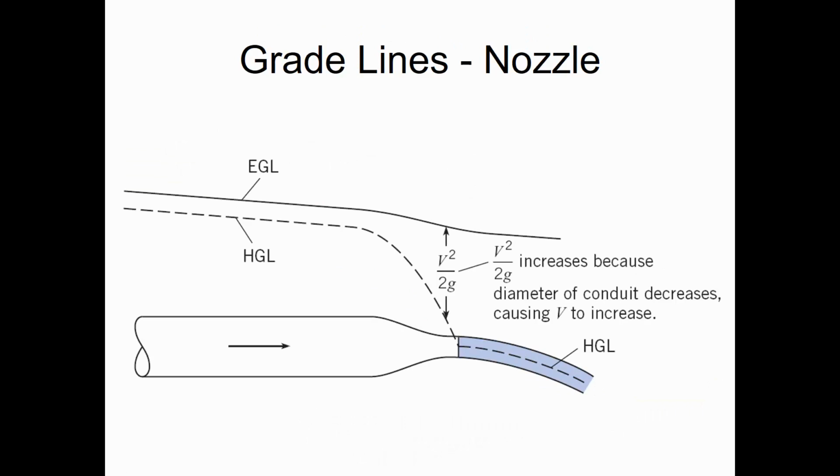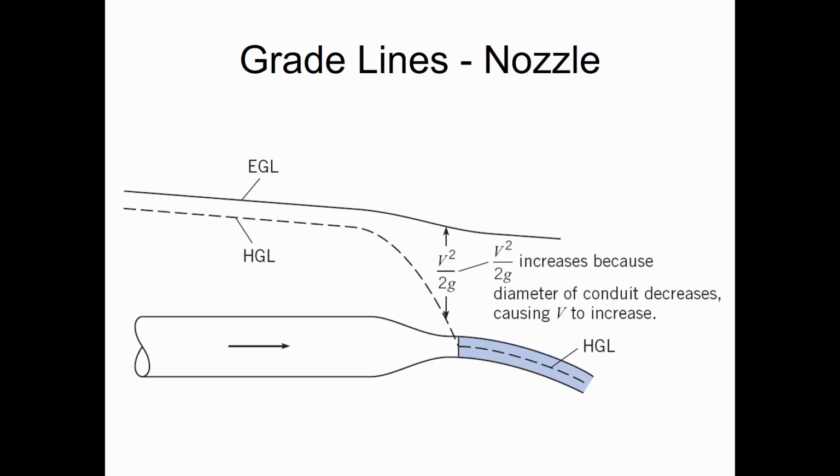So in a nozzle, the water's flowing to the right. We know that not just from the arrow, but because the slope is going downward to the right. The EGL and the HGL are separated by the velocity head, but then we have this nozzle, the diameter is decreasing, and that causes the velocity to increase. And we know that Bernoulli's effect is that if the velocity increases, then the pressure is going to decrease. And so there's a divergence between the EGL and the HGL. The distance between them gets larger.